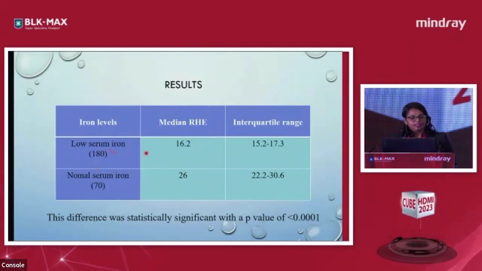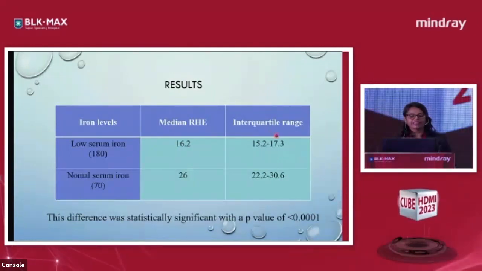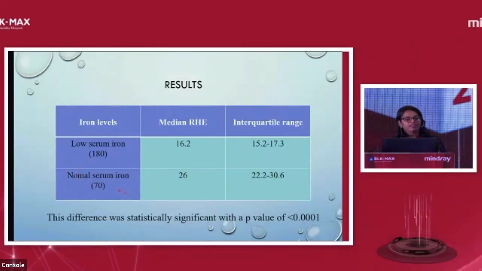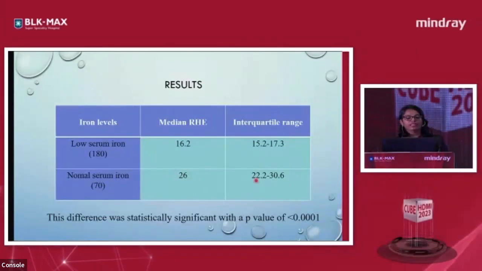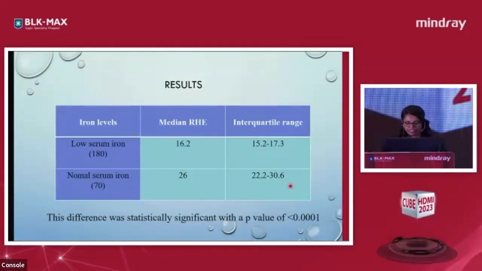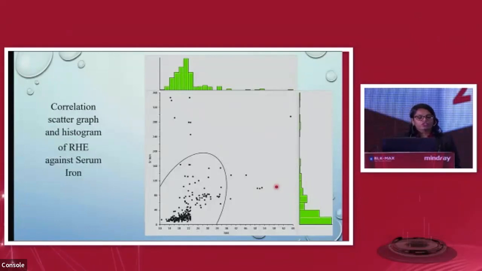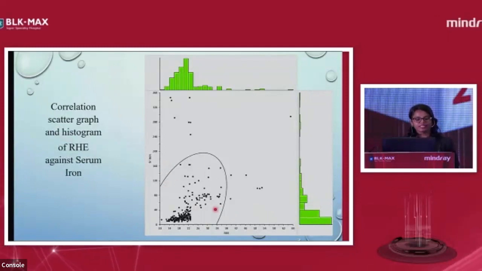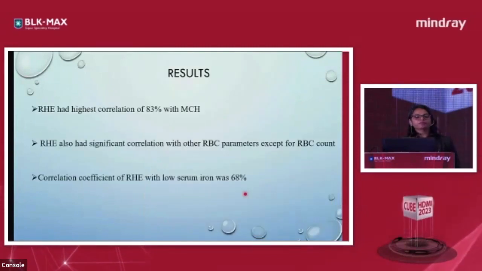In patients with low serum iron, the median RHE was 16.2 with an interquartile range of 15.2 to 17.3, whereas the median RHE for patients with normal serum iron was 26 with an interquartile range of 22.2 to 30.6, and this difference was statistically significant with a p-value of less than 0.01. Here again we can see a correlation scattergraph and histogram of RHE against serum iron, and clearly we can see that low serum iron values correlate with low RHE levels.